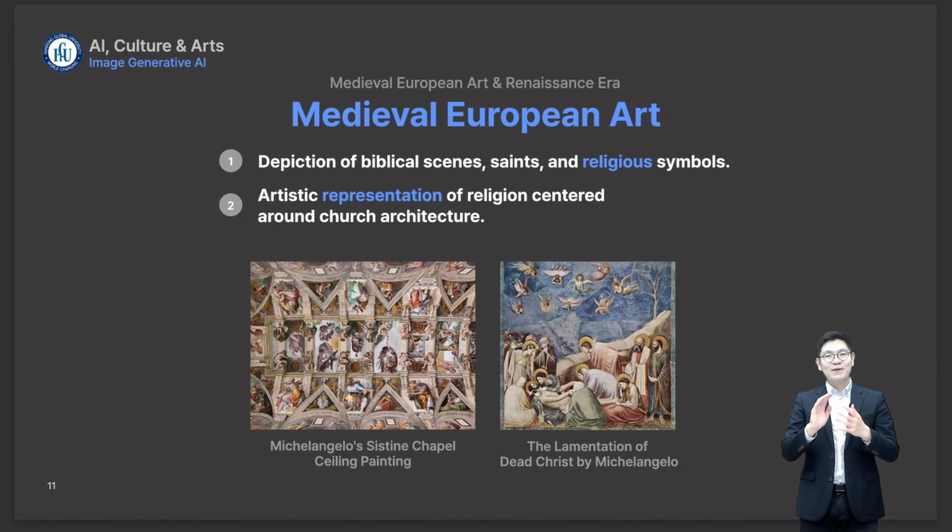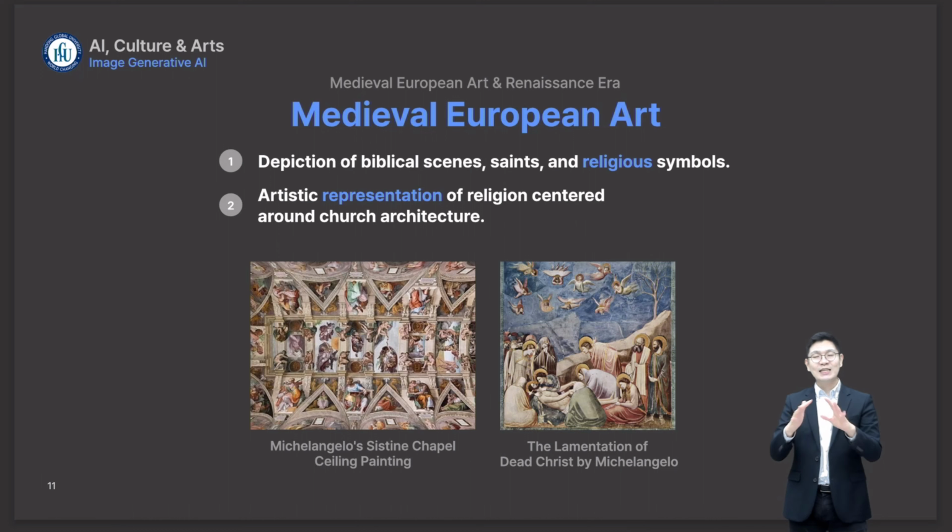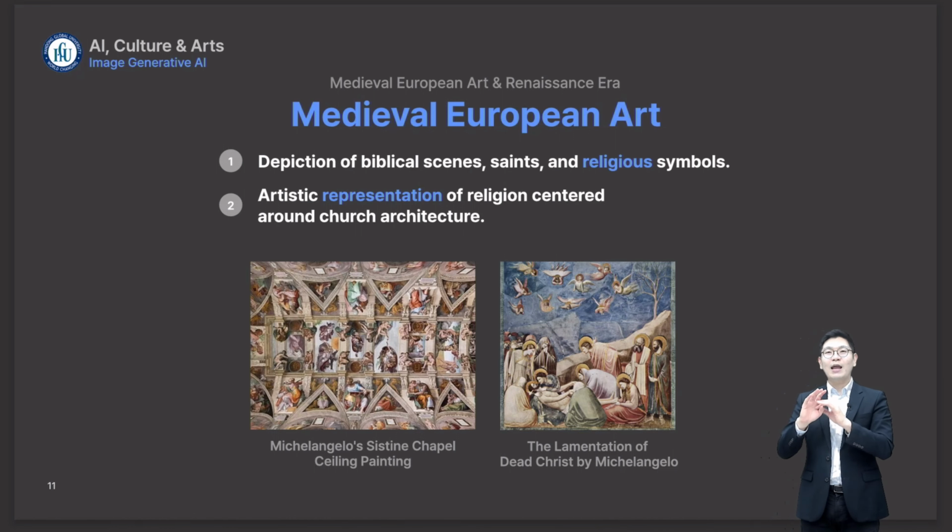After that, medieval European art. In terms of religious symbols, as you can see in the slide, there's a beautiful artwork, the Sistine Chapel ceiling art by Michelangelo, and many other Dead Christ artworks based on Bible stories. Those are the representation of a religion centered around the church architectures.